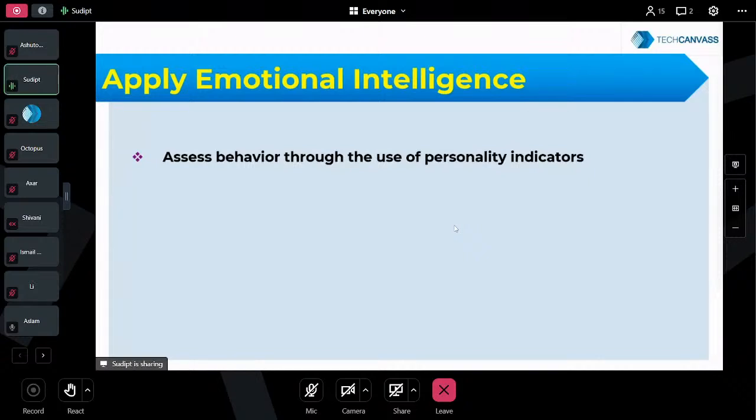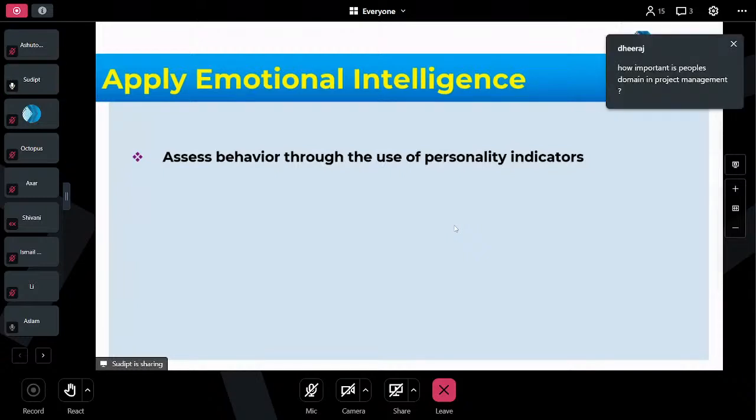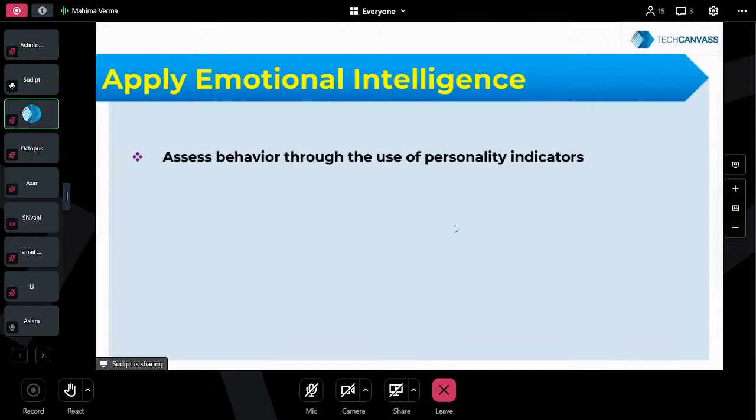Does that answer your question, Octopus? Yeah, Sudeep, I just saw that. Dheeraj, how important is people?